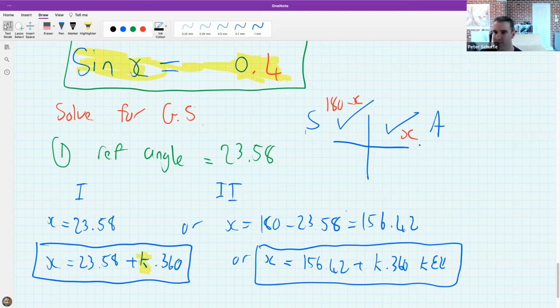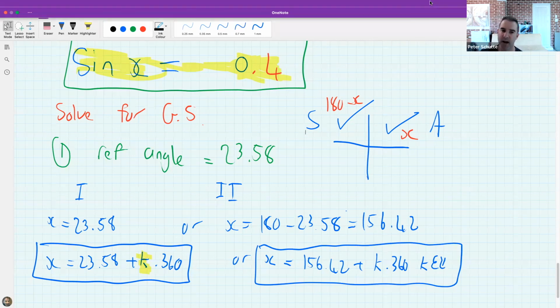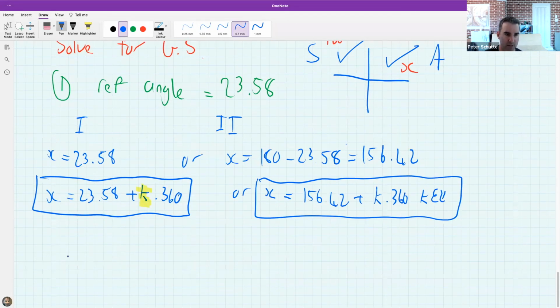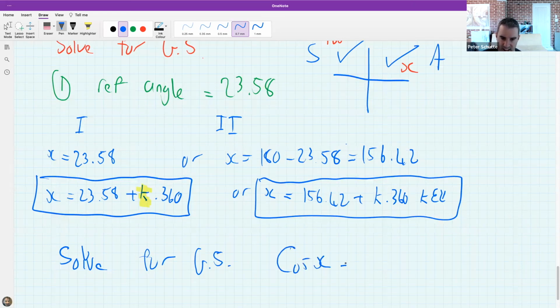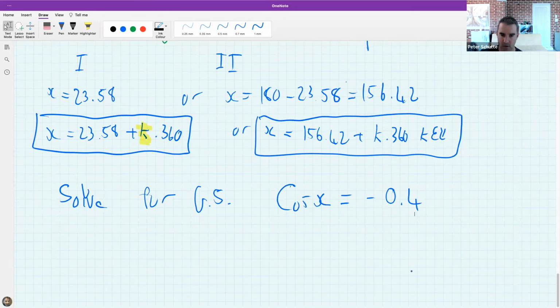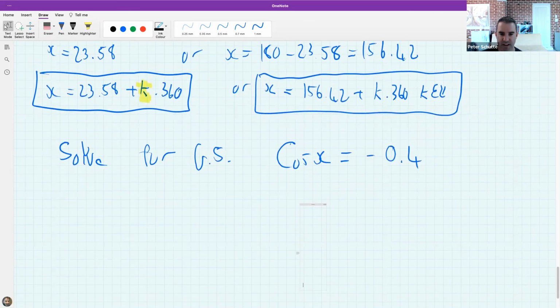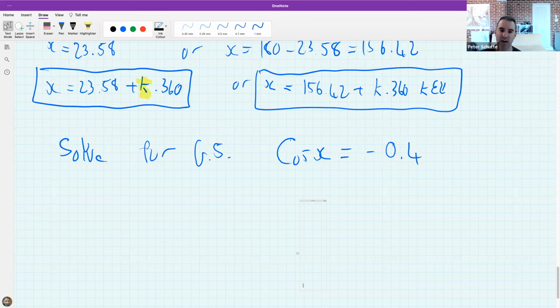Let me show you how this is a little bit different when I have a negative, and then I'll give you one to practice by yourself. Here's my second question for the day. Solve for the general solution where the cos of x is equal to minus 0.4. Now I've got a new problem in that I've got to deal with the fact that it's negative, and I've also got to identify the quadrants.